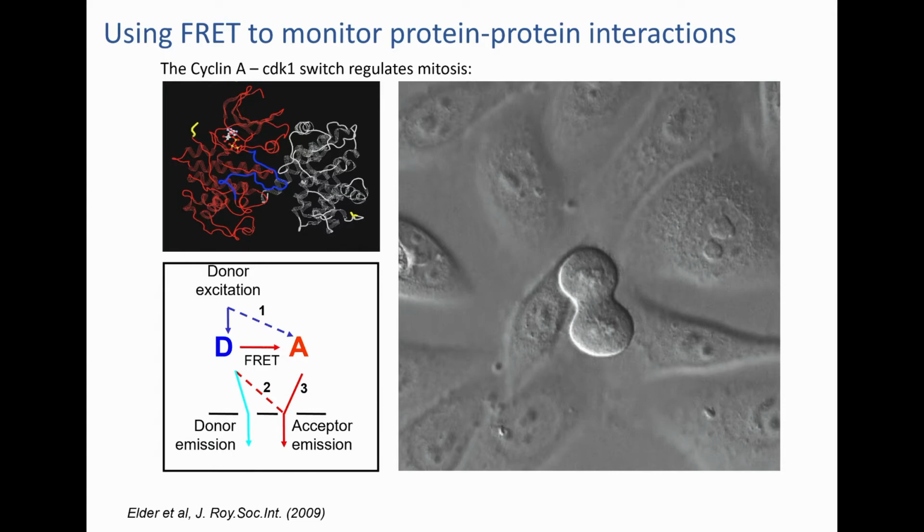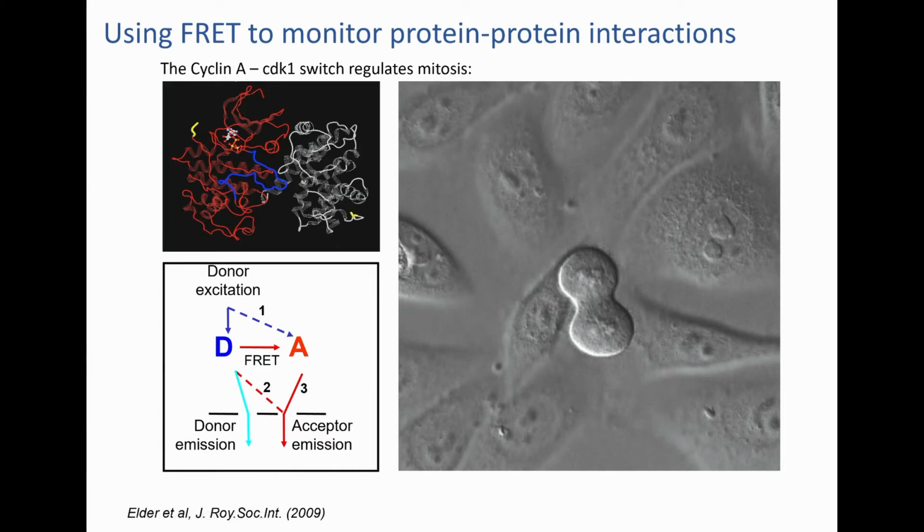So this was done by looking at the emission, just looking at the intensity ratio, how much light comes from the donor, how much light comes from the acceptor, and ratioing them. So this is shown in a cartoon way down here. Don't worry about the details. This diagram down there, you don't need to remember.